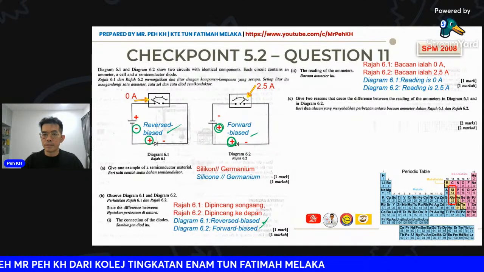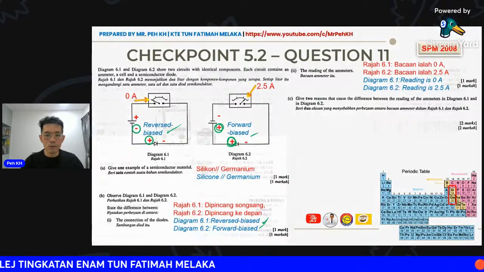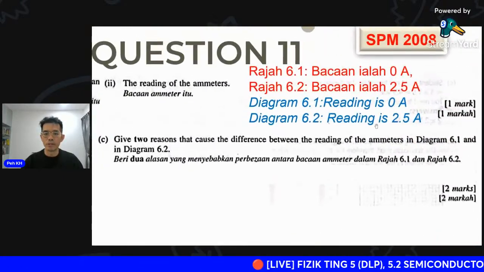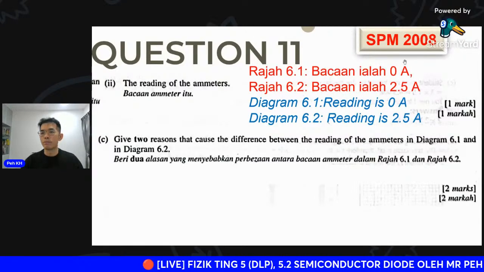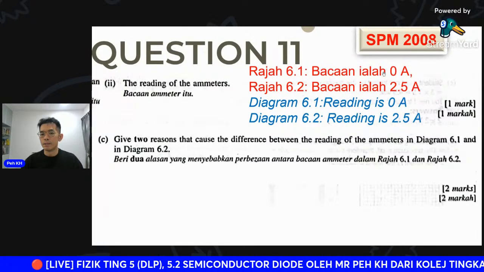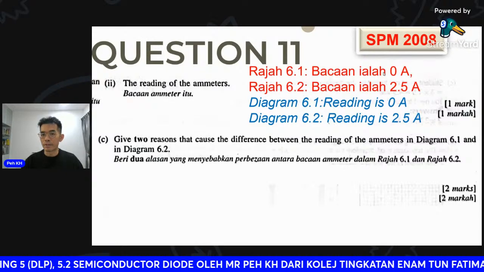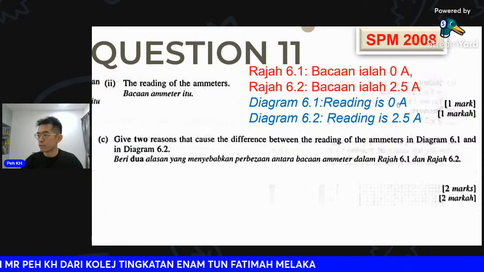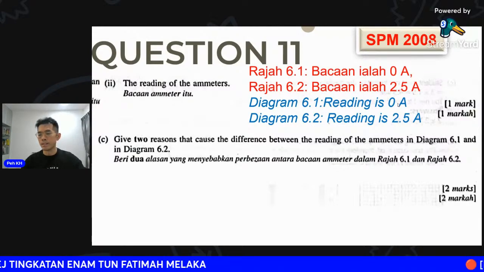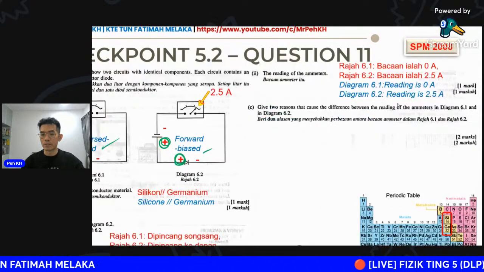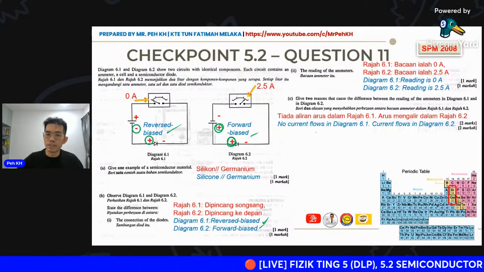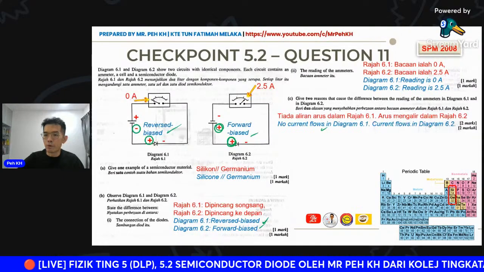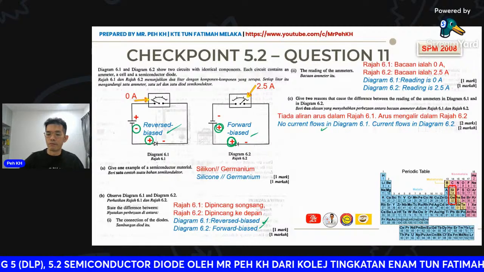Okay, so then C, the question asks you to give 2 reasons why the ammeter shows different readings. So 0, because there is no current flow through the circuit in diagram 6.1. And 2.5 shows that there is a current flow through diagram 6.2, which is in forward bias connection. So the answer is 2 marks. First mark: no current flows in 6.1. Second: current flows in diagram 6.2. This will be the reference answer.